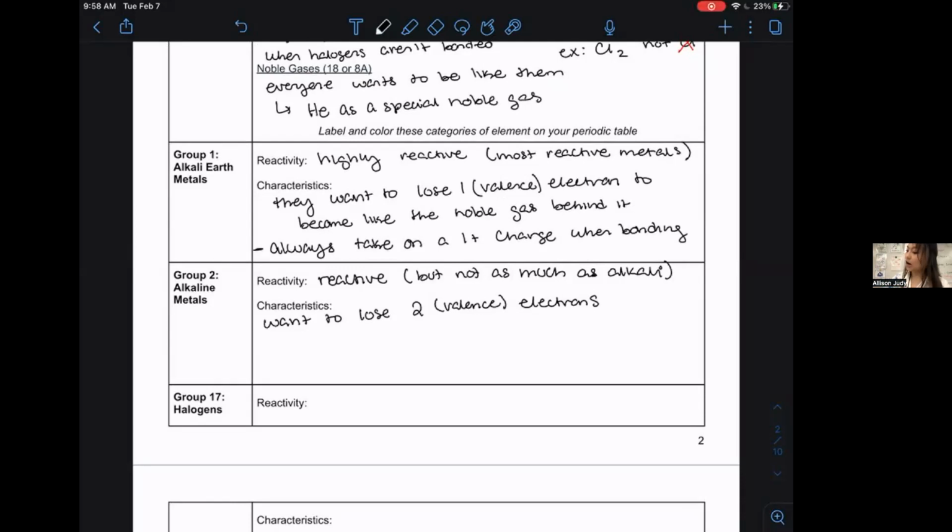And they do this just like the alkali. They do it to become like the noble gas behind it. But that noble gas is now 2 seats away, 2 slots away, 2 boxes away from it. Again, not proton count wise, all electron count wise. We're only changing electrons here. What's going to be our charge for this family of elements when bonding? 2+. They always take on a 2+ charge when bonding.